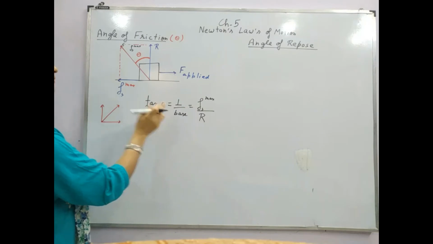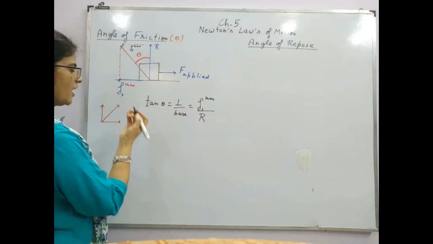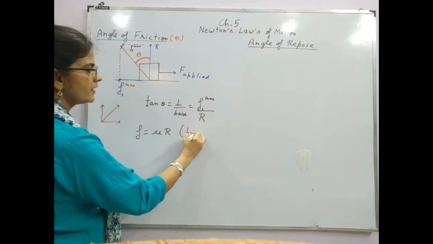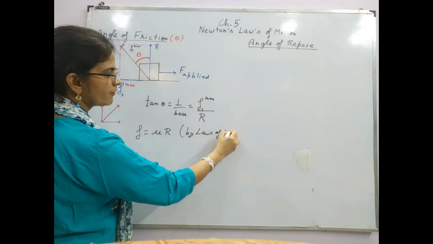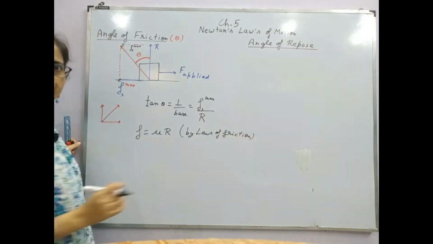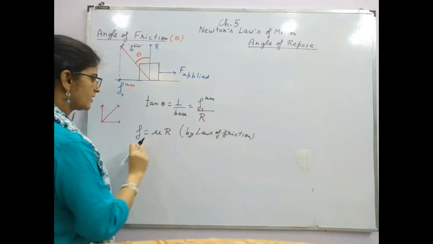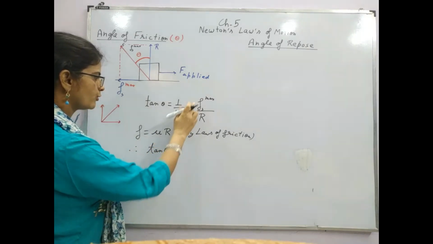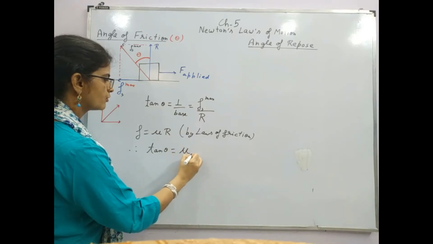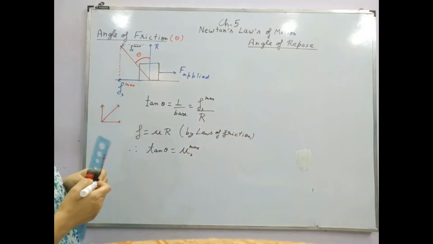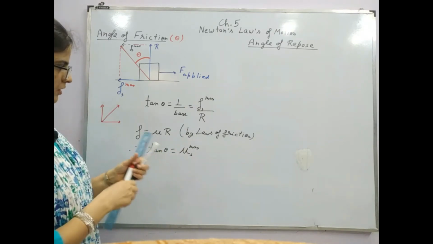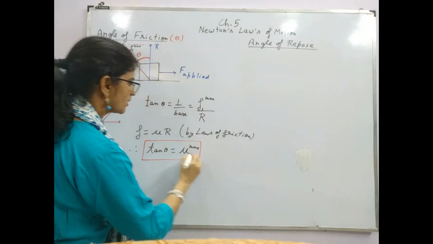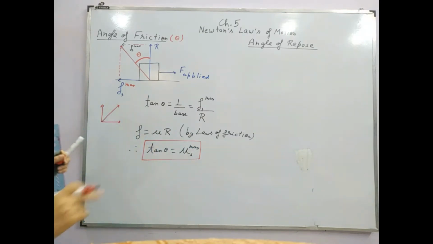So tan theta is Fs upon normal reaction, and we know that F is equal to mu into normal reaction by laws of friction, right? So we can replace this by coefficient of friction. So therefore tan theta is equal to Fs upon R is equal to mu. So if this is limiting friction, so this will also be mu s max. So that means tan of the angle of friction is equal to coefficient of limiting friction.